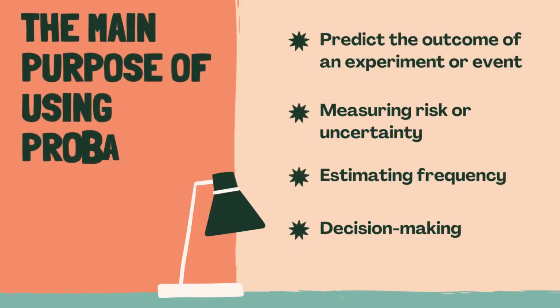The third is the main purpose of using probability. First, predicting the outcome of an experiment or event. Probability is used to predict the possible outcomes of an experiment or event, such as the outcome of tossing a coin or dice. Second, measuring risks or uncertainty. Probability is used to measure the risk or uncertainty in an event. The higher the probability of an event, the more likely it is to occur.